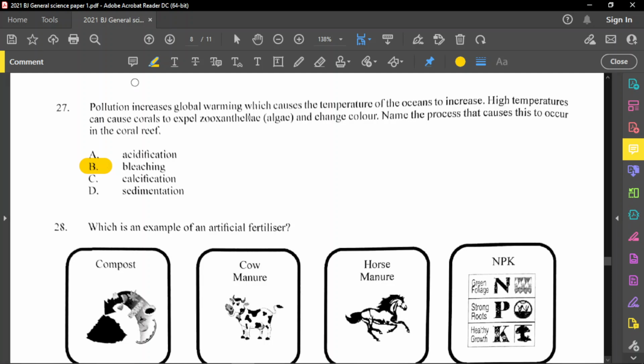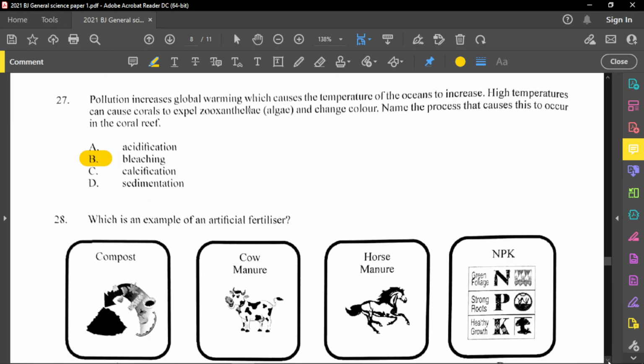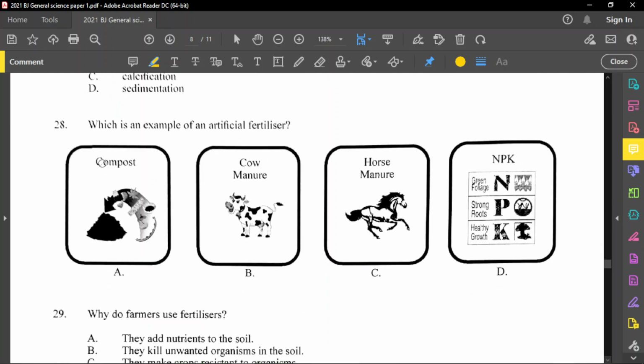So which is an example of an artificial fertilizer? Right off the bat, you should see the answer here, because here we have compost, like our trees, or our leaves, our peels, like our banana peels and whatever vegetables are left over. You can use that to make compost.